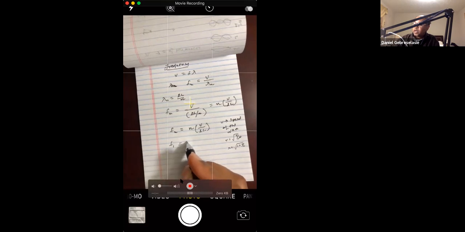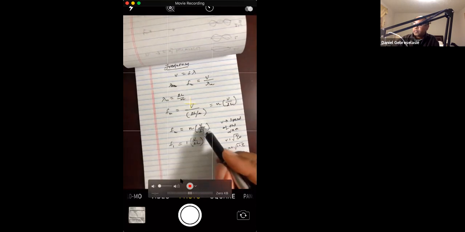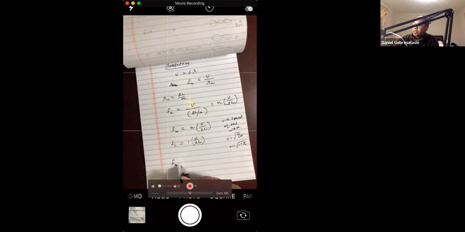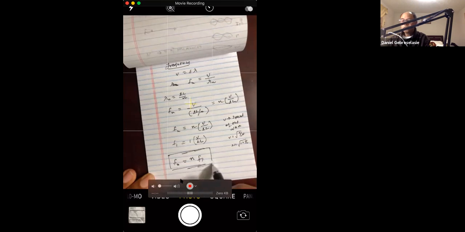F1 is 1 times V over 2L. This is it. This is F1. That is the frequency of the first harmonic. So you see the frequency of the nth harmonic is simply n times the first harmonic. So if you know the frequency of the first harmonic, you can reproduce the frequency of all the harmonics using this very simple recursion formula, okay? The frequency of the nth harmonic is simply n times the frequency of the first harmonic, okay?